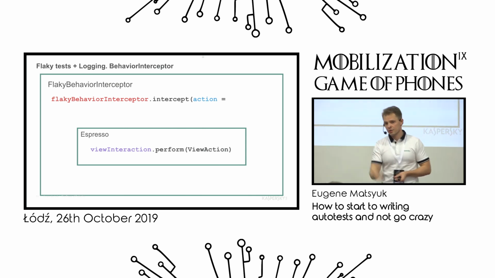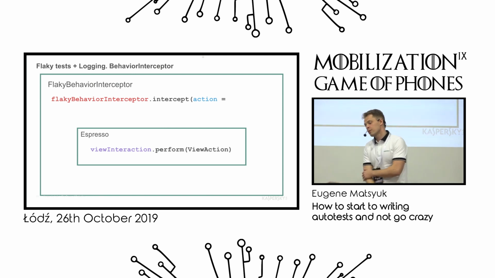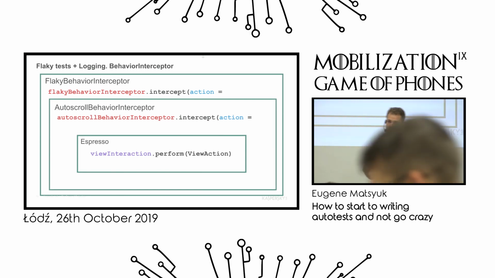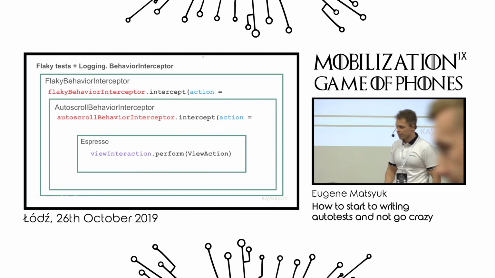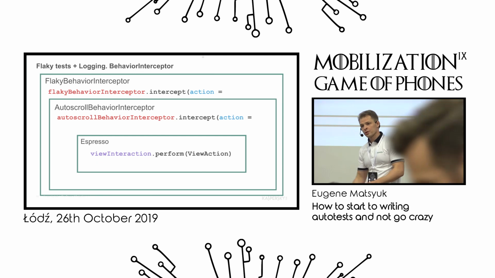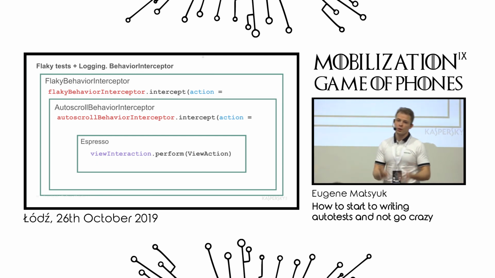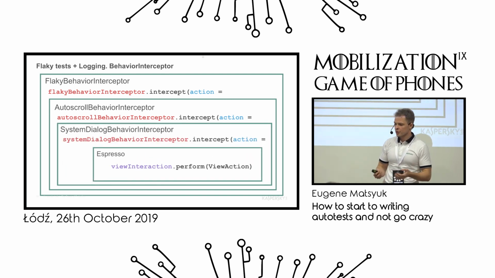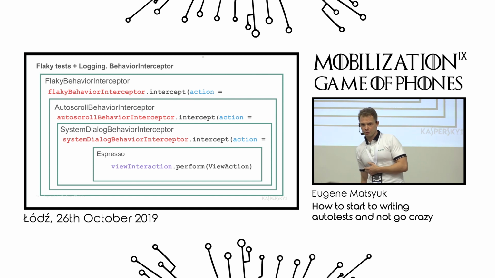But Espresso doesn't do it and just throws an exception. Very friendly behavior, I agree, but it's the fact. So that's why the after scroll behavior interceptor has appeared, to overcome this problem. One more reason for flakiness is the random appearing of Android system dialogues. To overcome it, we have introduced a system dialog behavior interceptor.